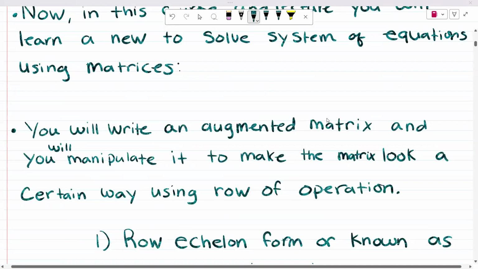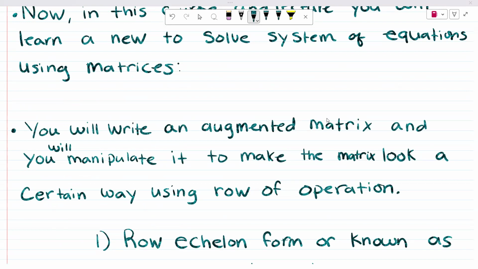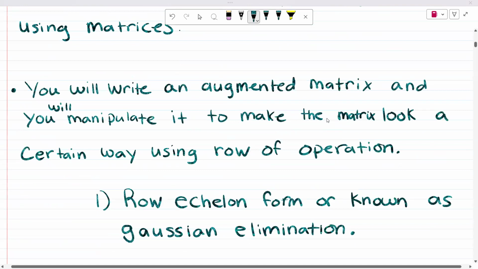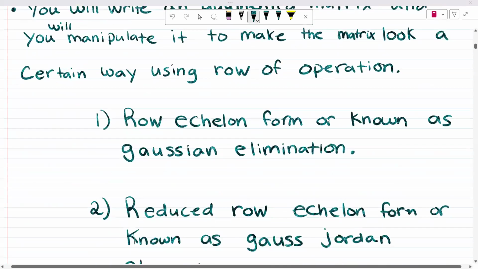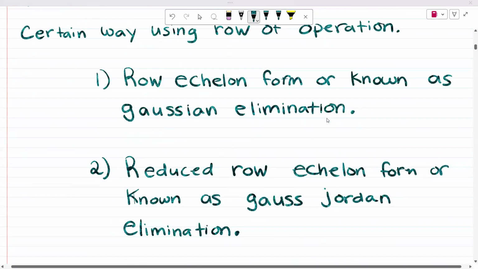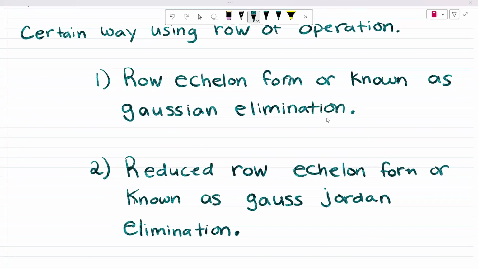You'll write an augmented matrix and you will manipulate it to make the matrix look a certain way using row operations. So there are two ways you want to make your matrix look. You can make it look like what's called row echelon form, also known as Gaussian elimination. And you can also put it in reduced row echelon form, known as Gauss-Jordan elimination. Okay. So our goal is to put the matrix in either of these forms, and you'll have your solutions.